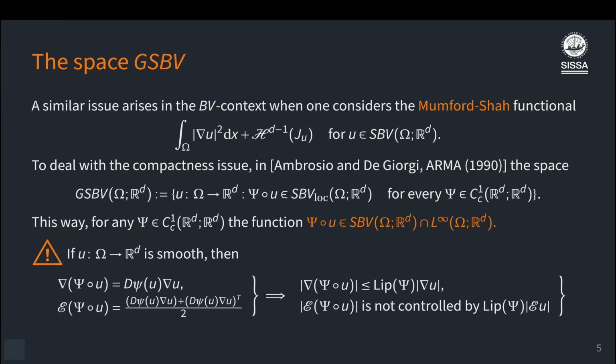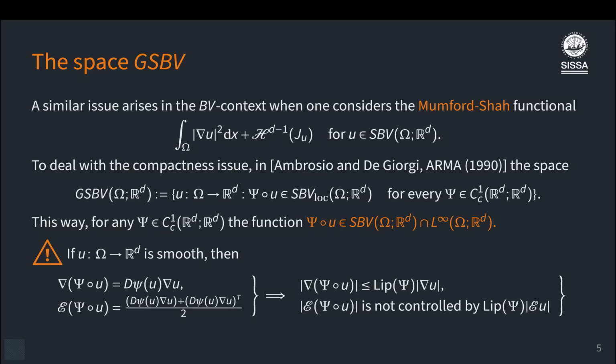If I take the gradient, for instance, for a smooth function of this composition, I will obtain something which is the derivative of psi composed with the gradient of u, which can be bounded in norm, in terms of the Lipschitz constant, which can be set to 1, for instance, times the modulus of the gradient of u. But the problem is that if I try to take the same approach with calligraphic E, I obtain something which is not controlled by means of the original calligraphic E of u. So this approach is too naive to deal with the symmetric gradient operator.